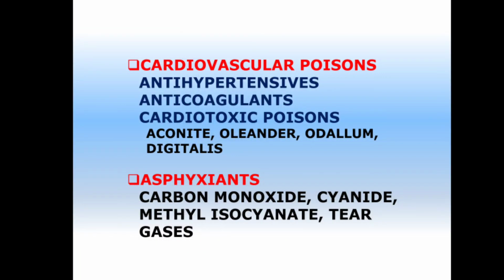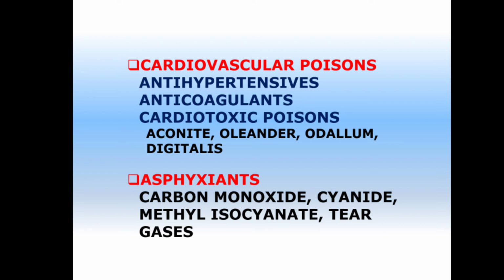Then we come to cardiovascular poisons, the fourth major category, under which you have antihypertensives, anticoagulants, not all that important from the forensic point of view, more from the clinical point of view, yes, and cardiotoxic poisons which have tremendous forensic importance. Those which act directly on the heart, like aconite, oleander, odollam, digitalis, etc.